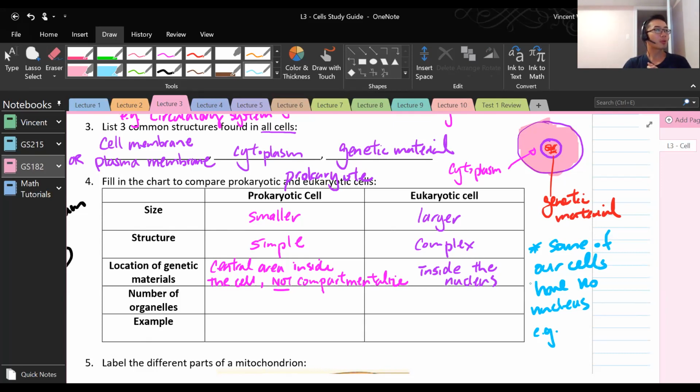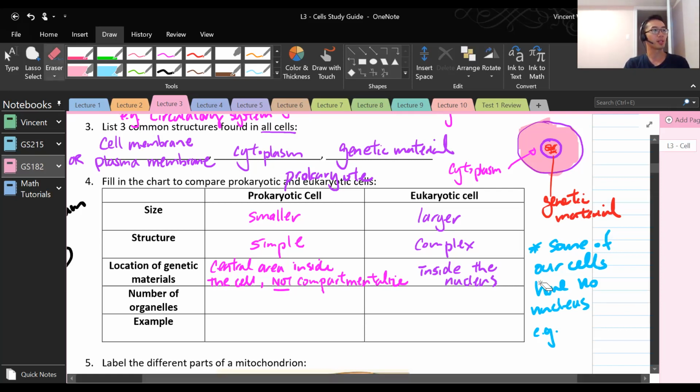The cells that make up your skin. Skin cells are dead cells, like the ones that shed, like dandruff. Those are dead, but before they become dead, they would have a nucleus. And so Gita said red blood cells, very good.